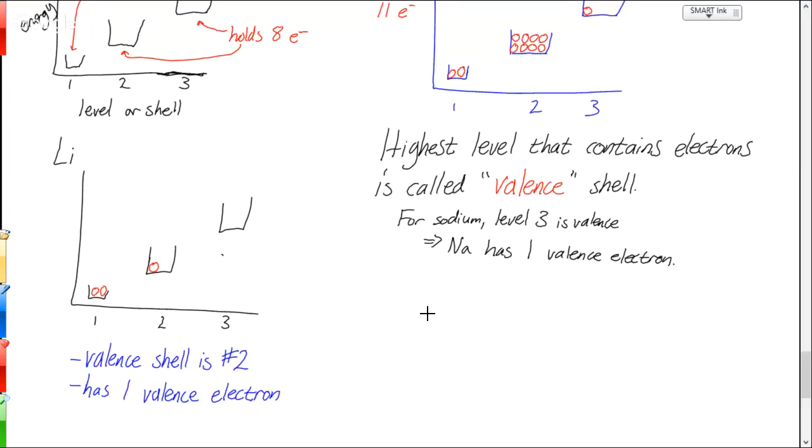You can also tell which bucket is the valence bucket, or which level is the valence shell, by the row that they're in. So notice that lithium is in row 2, and its valence shell was number 2. Sodium is in row 3, and its valence shell was number 3. That's not a coincidence either.